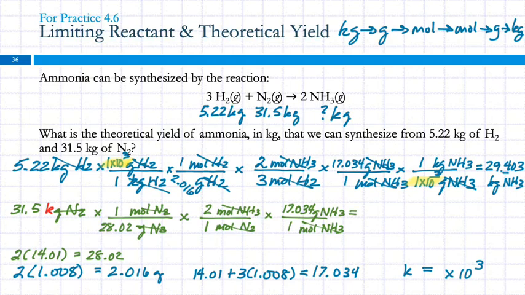So let's do the numbers. 31.5 divided by 28.02 times 2 times 17.034 equals 38.299. So I have this unit that's not canceled out, right? Grams of NH3. But what else didn't cancel? Did I cancel this? I didn't. It's still sitting there. Didn't cancel it out.